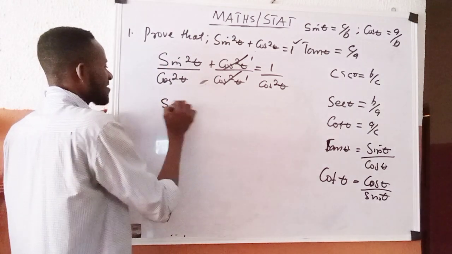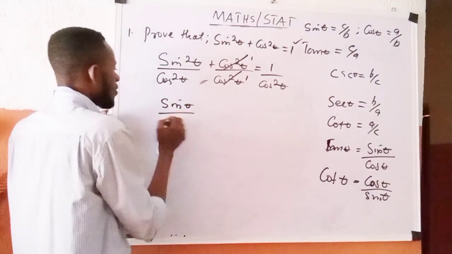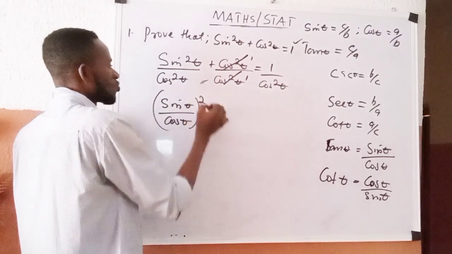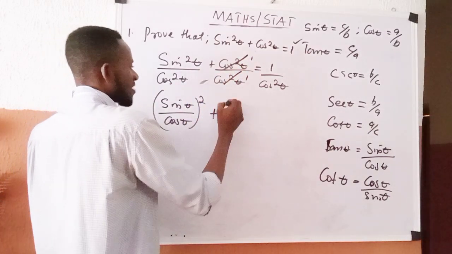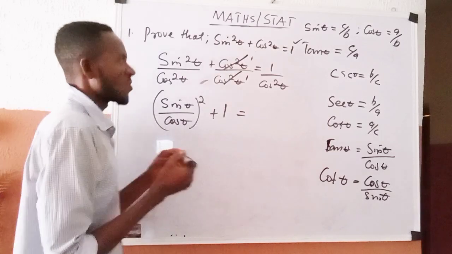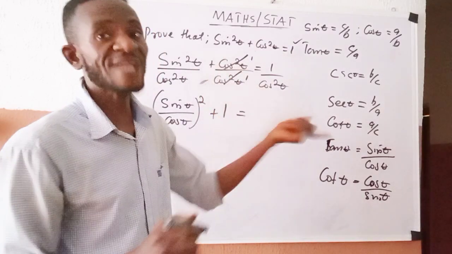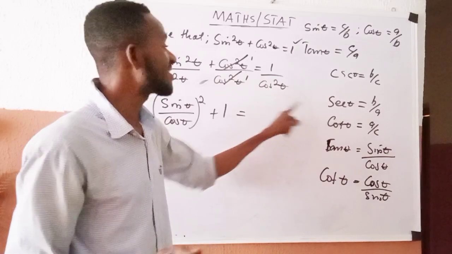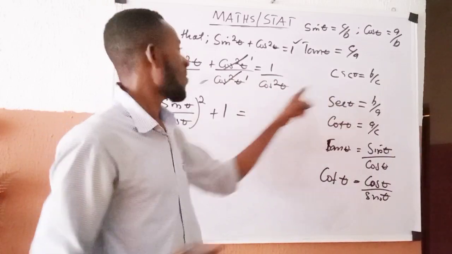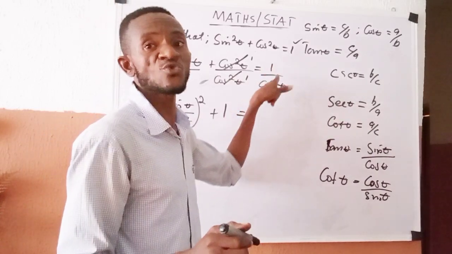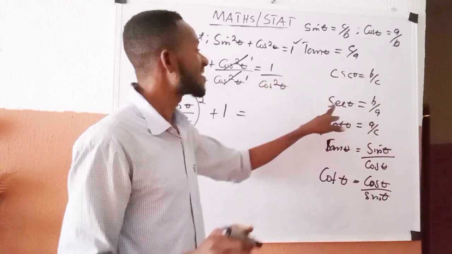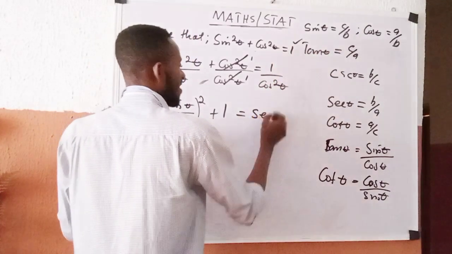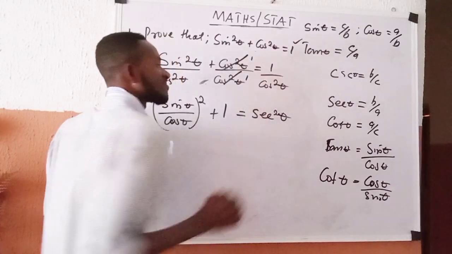Then I come here. I will have sine theta all over cos theta all raised to power 2 plus 1 divided by 1 is 1. This is equals. We told ourselves earlier that 1 all over cos theta is sec theta. But we are now saying 1 over cos squared theta. So it becomes sec squared theta.